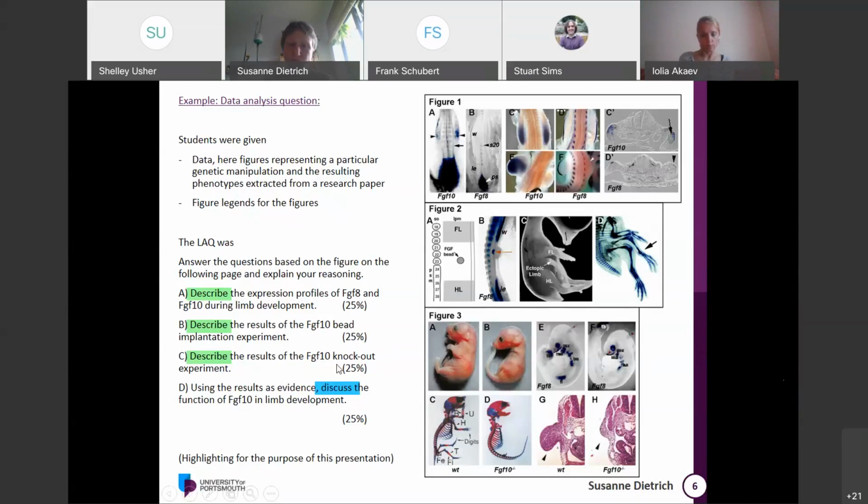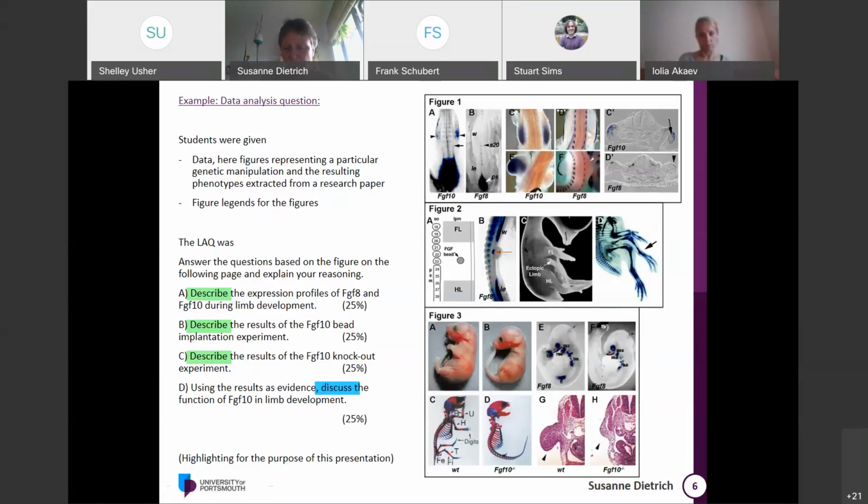They also were meant to describe this set of experiments, where you might be able to see that here in this specimen, the limbs were missing. And then finally, they were meant to evaluate what the function of a particular gene in this set of experiments was. So there's a discuss element. I'm using here the color code that I hope you saw earlier. So describe questions ask students to show analytical skills, and discuss questions allow students to show their evaluation skills.